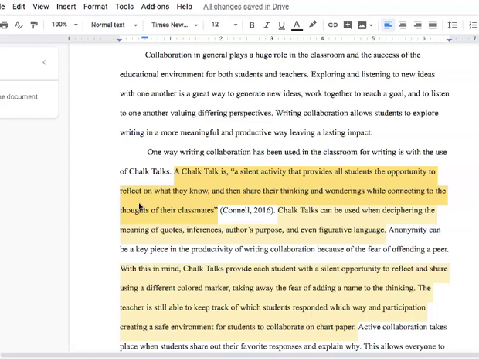I think that's a great definition. A thought that came to my mind would be including some information on if there's any specific writing pieces that this activity works best for, some ideas for the reader.